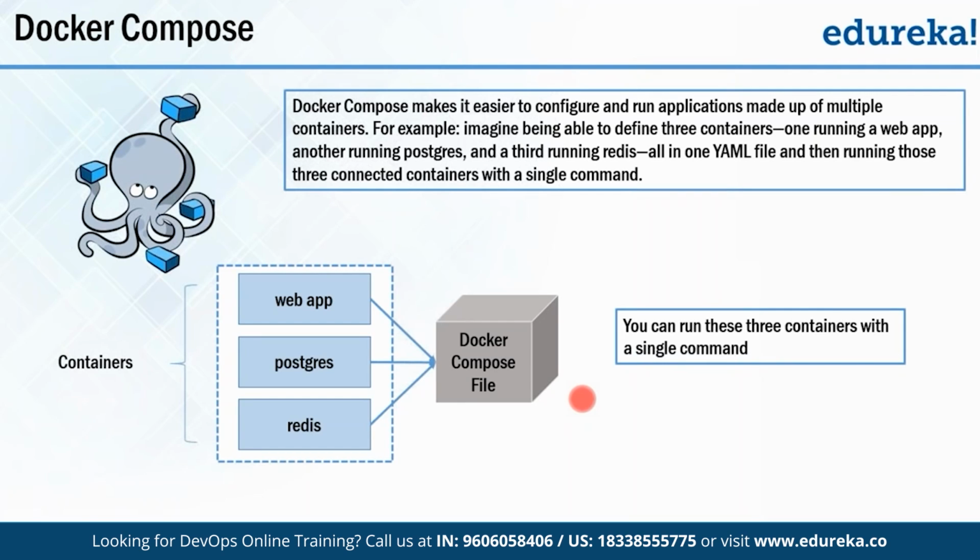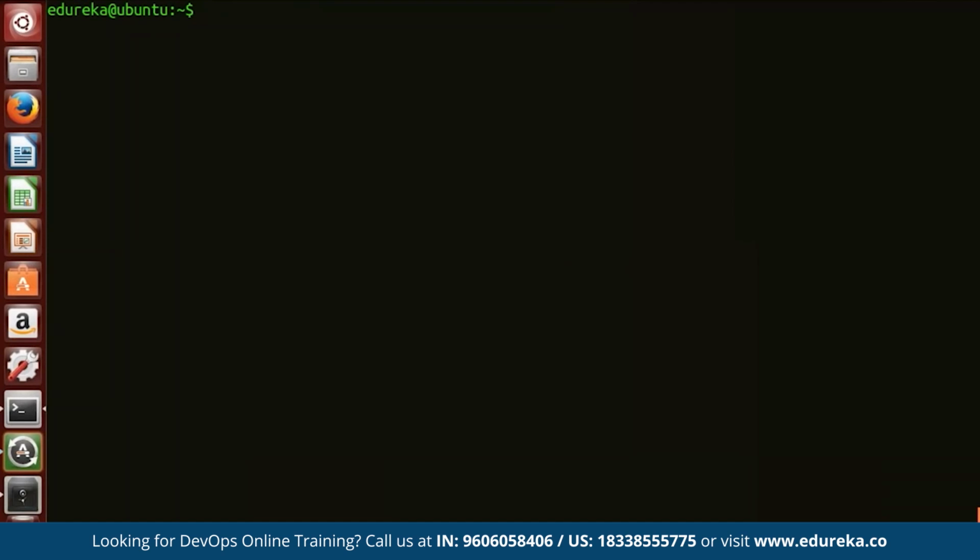Let me show you practically how it is done on the same Ubuntu box where I've installed Docker and pulled a CentOS image. So this is my Ubuntu box. First, I need to install Docker Compose here. But before that, I need Python pip. So for that, I'll type sudo apt-get install python-pip, and here we go.